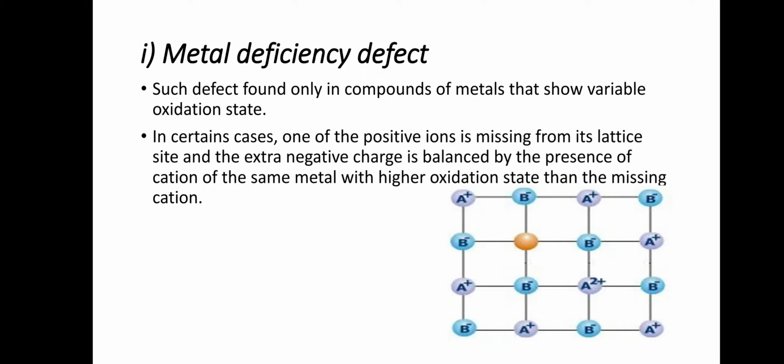The oxidation state of A is A+, whereas it is replaced by A2+. So when A2+ is replaced, it will replace 2 A+ ions: A2+ will occupy one A+ site, whereas the other will remain vacant. This is observed in FeO, FeS and NiO.